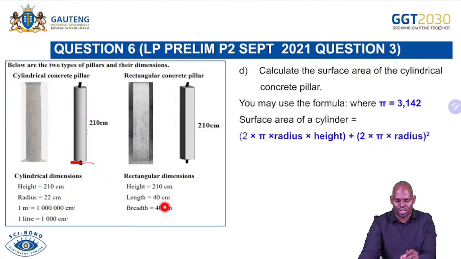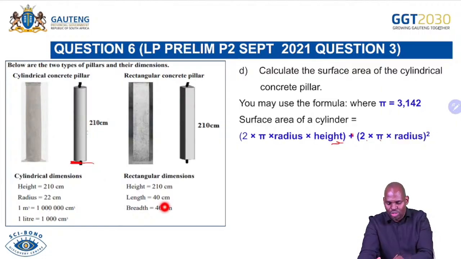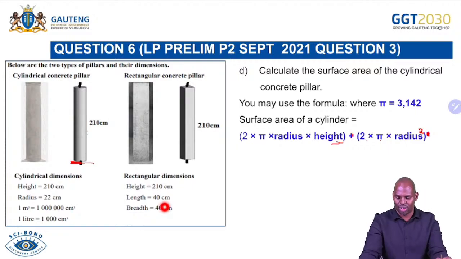Then the formula is 2 times pi times radius times height, and then plus 2 times pi times radius squared. Okay, so it must be 2 times pi times radius squared. The square is supposed to be there. Then we do the substitution. Let us check if we've got all the information.